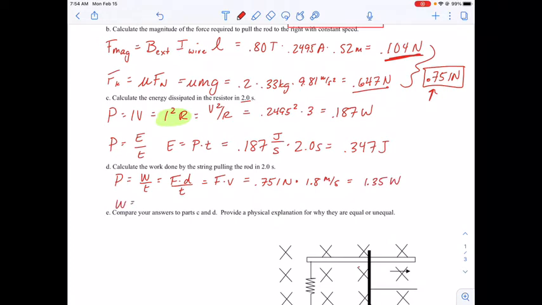And then the work would be the power times the time, which would be 1.35 watts times 2 seconds, which would be 2.70 joules.